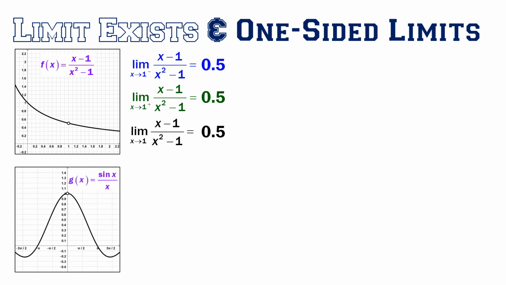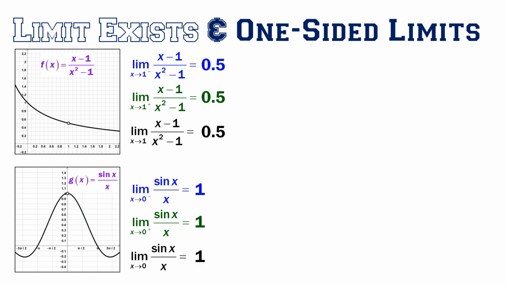g of x equals sine of x over x. Let's take a look at the left-hand limit. In this case, the left-hand limit as x approaches 0 goes to a height of 1. Think left to right. The right-hand limit of g of x as x approaches 0 equals 1. Think right to left. Both heights go to 1, therefore the limit of g of x as x approaches 0 exists. It equals 1.